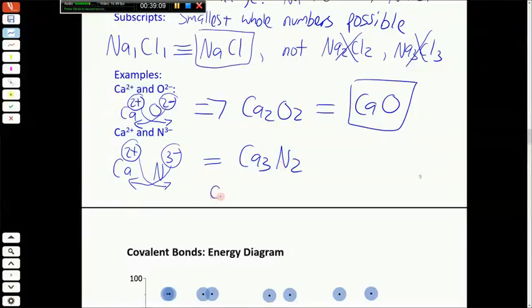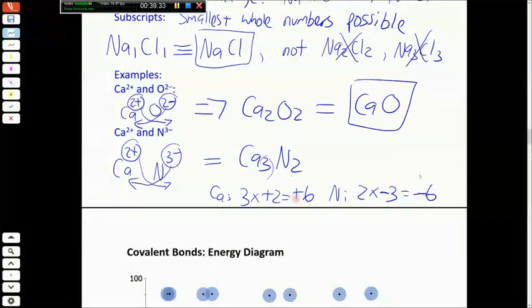And if we verify that the charges balance out, for calcium we have 3 of them, that's what the subscript tells us, and each of them has a 2+ charge, which gives us +6 from the cations. And then nitrogen here, we have 2 of them, each one has a -3 charge, and that gives us a -6. So the +6 from the cations balances with the -6 from the anions, and we're good to go. So this is the correct formula, Ca3N2, for calcium nitride, and there's no other way to write that in any simpler fashion. Okay, so we want to be able to do that.